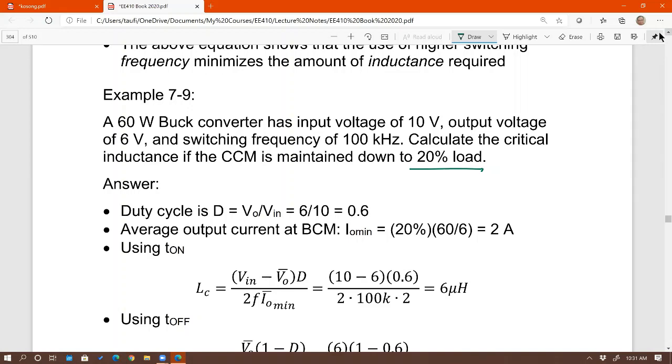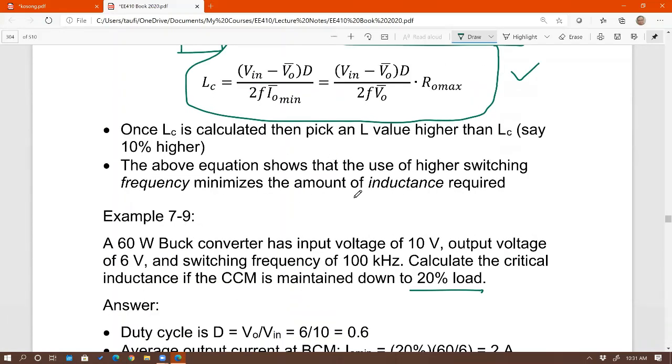Oh, try not to look at the answer. What is our full load here? Come on. 60 watts. Okay, what we need now is amperage, right? So yeah, it is true. It's 60 watts, but what does that translate to?